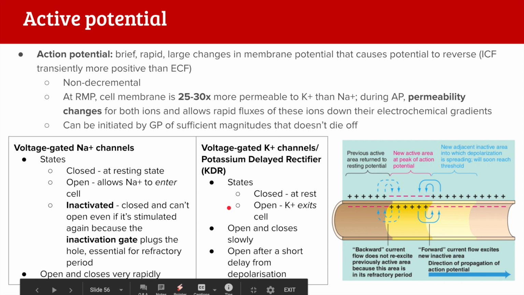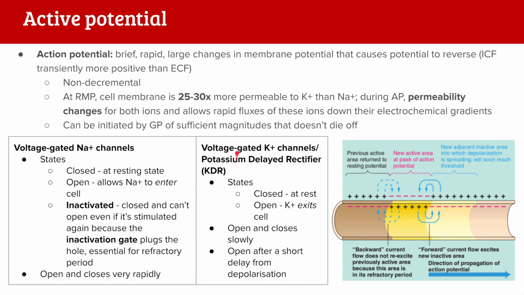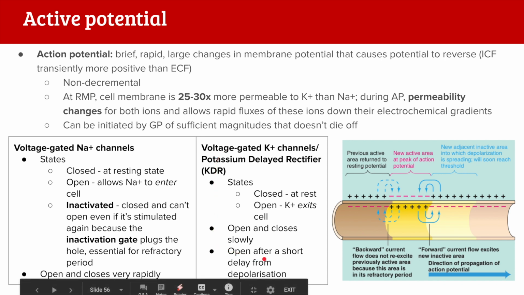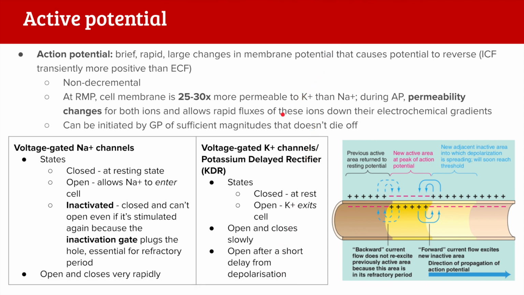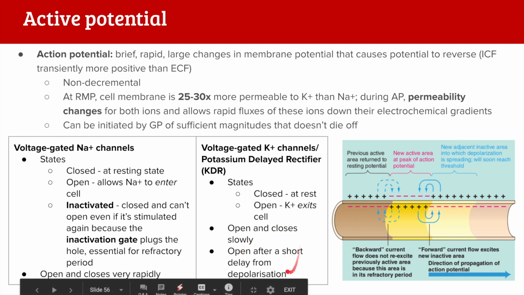As for the potassium voltage-gated channel, it's also known as a potassium delayed rectifier, or KDR. I guess it's quite important to remember this name, because it's important to remember that they open after a short delay from depolarization. So it's important to note that they have a delay, and they only have an open and closed state. They're closed at rest, and when they open after depolarization, potassium ions flow out of the cell, because remember they're more concentrated on the inside. So they open and close slowly.